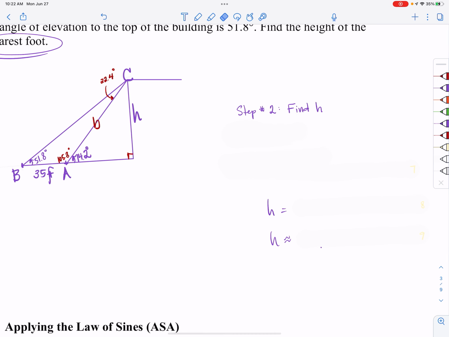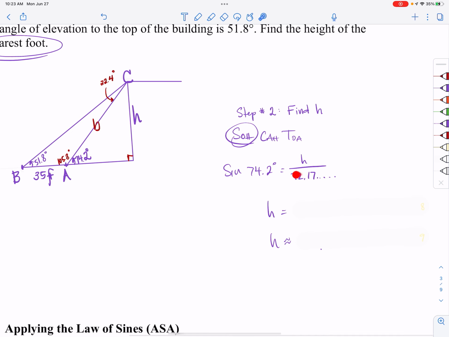How will I do that? I will do that by using SOHCAHTOA because this is a right triangle. Remember, SOHCAHTOA can only be used on right triangles. So using SOHCAHTOA, notice here that here's my angle. This is the side I want to know. And this is the side I do know, which is the hypotenuse. So this is my opposite. This is my hypotenuse. So I'm going to use my sine fraction. So the sine of my angle is equal to the height, the opposite, divided by the hypotenuse.